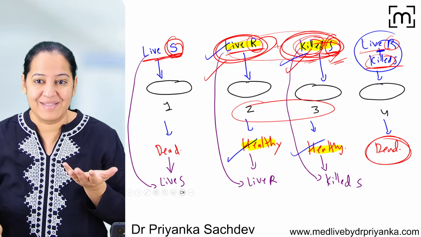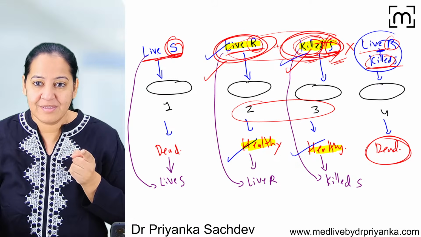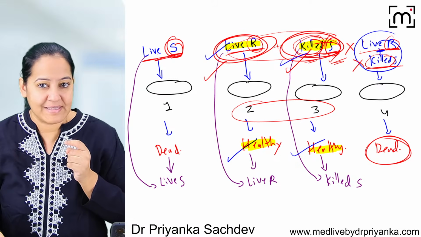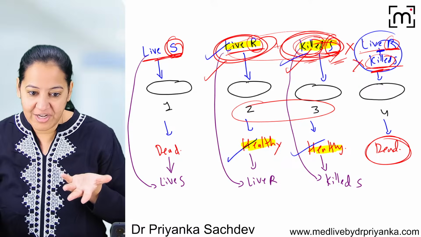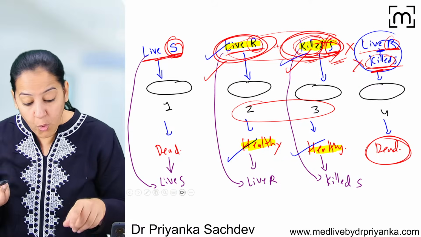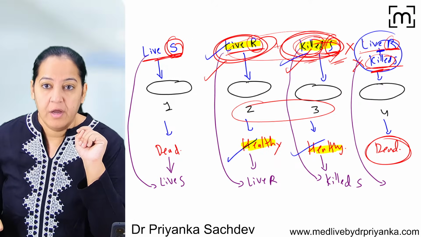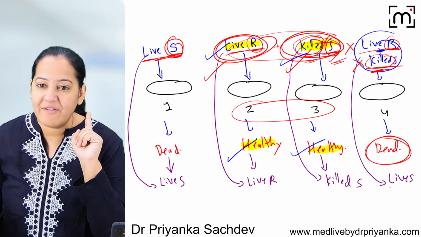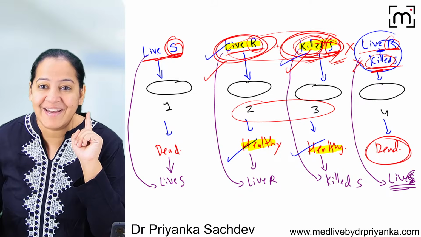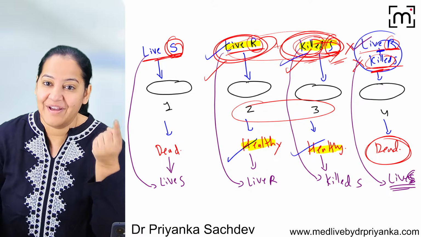Who has killed this mice? Neither live R can kill because it is R. R cannot kill. Nor killed S can kill because killed bacteria cannot cause the disease. Now, who is killing this mice? If you take the blood sample of this mice, again an eye opener, you will get live S. Come on, we have not injected live S. We have injected live R and we have injected killed S.